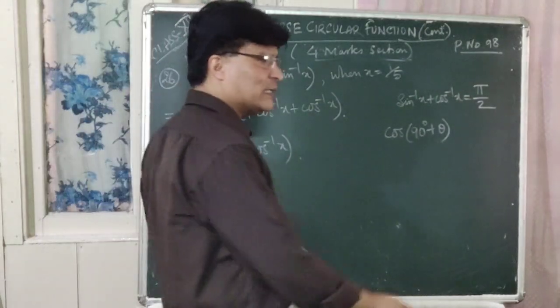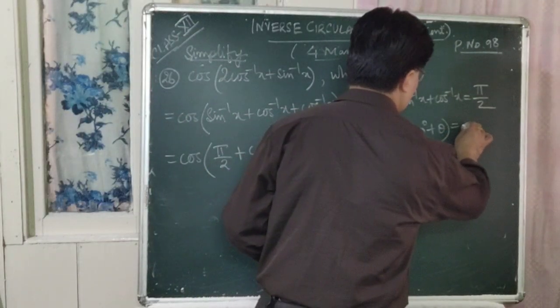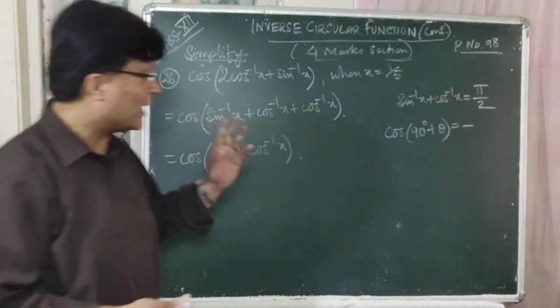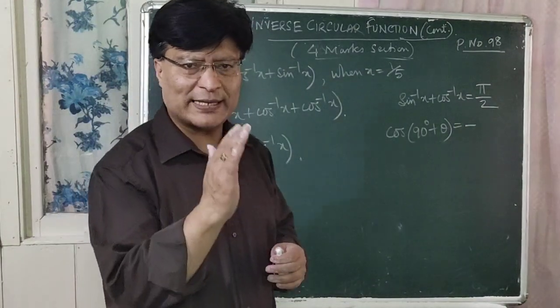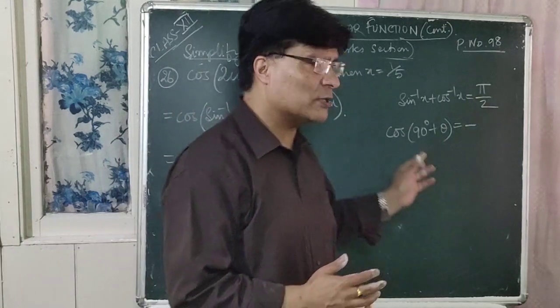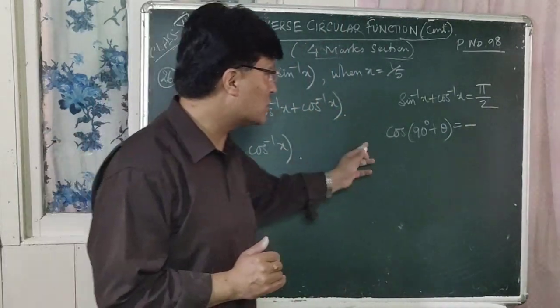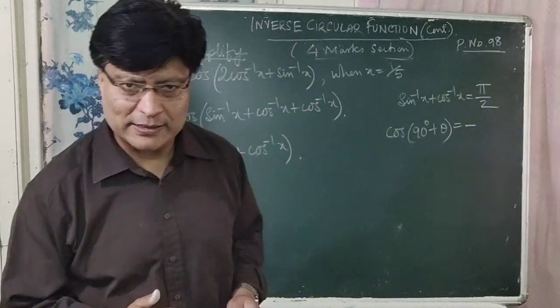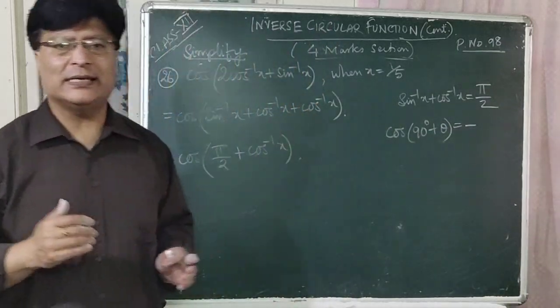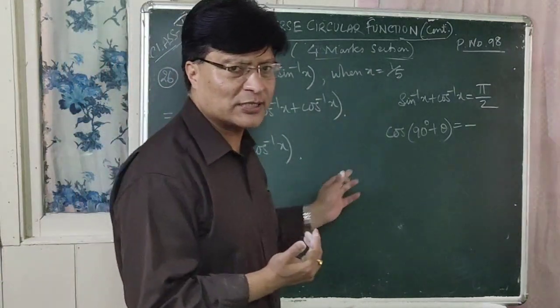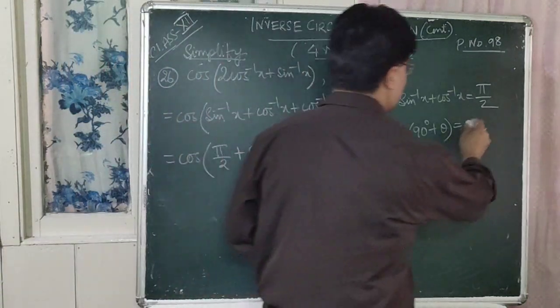You know that 90 degree plus theta always lies in the second quadrant, that is, cos is negative in the second quadrant. 90 degree plus theta means more than 90 degree, so it lies in the second quadrant, and in the second quadrant cos is always negative, right? And since 90 degree is 90 degree into 1, that is the odd multiple of 90, cos changes to sine. So it is sine theta.